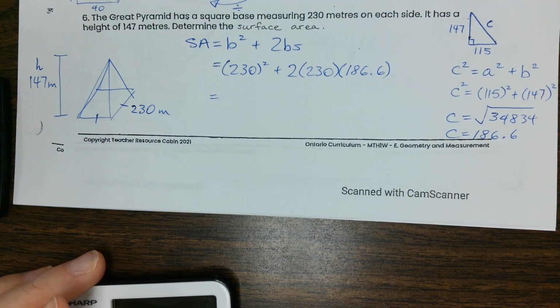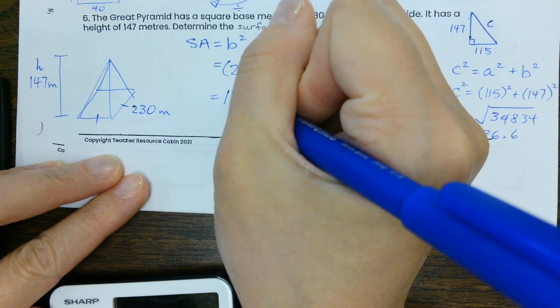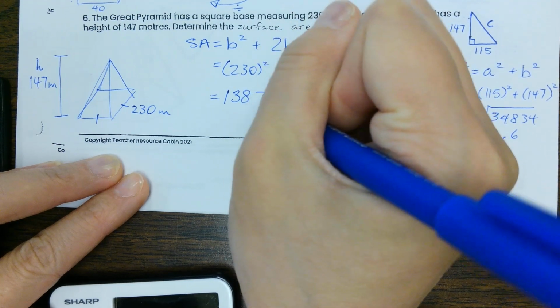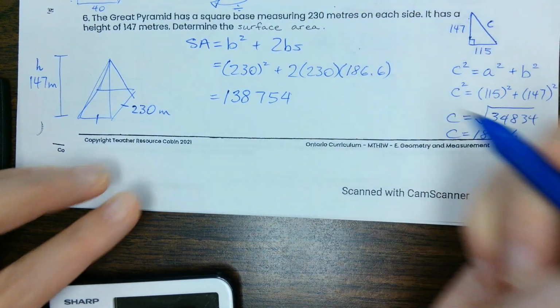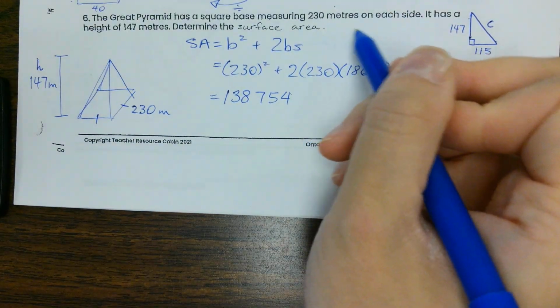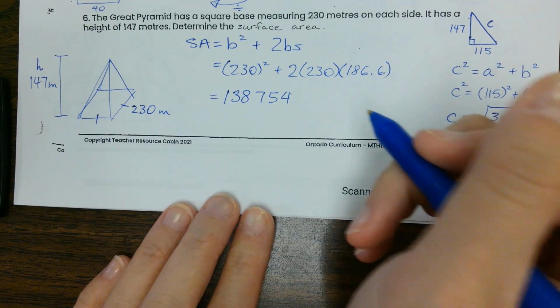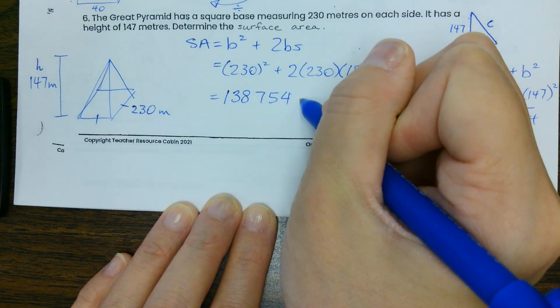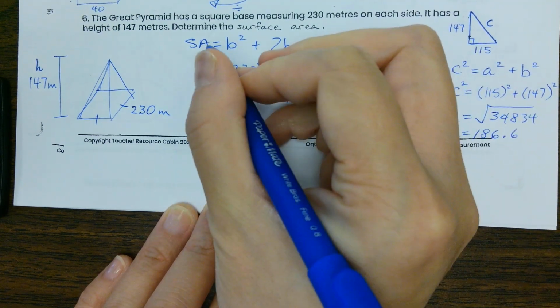And so my surface area. Say that again. 138,754.4. We can just round it to the nearest. Okay. I didn't say it here, but I'll make sure I specify it on the test. What's my unit? Meter squared. Square area.